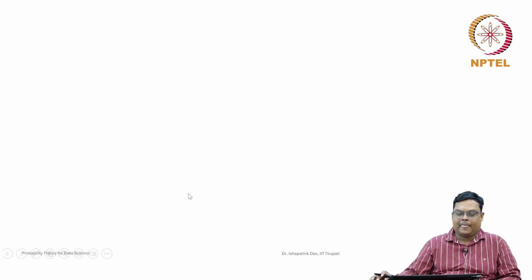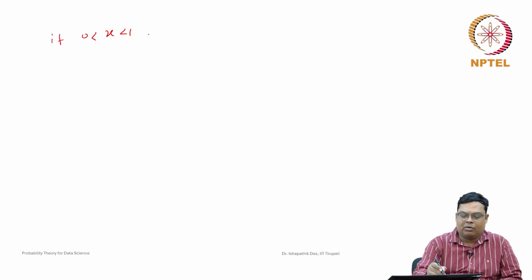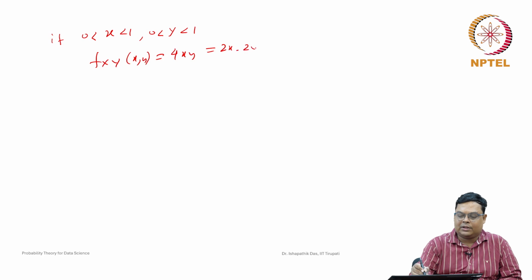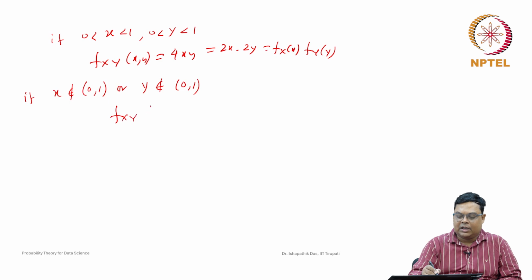Now, we can observe that if x is between 0 and 1 and y is between 0 and 1, f x y is 4 x y, which is nothing but 2 x into 2 y, which is f x x into f y y. For any other region, if x does not belong to this interval, or y does not belong to this interval, in one of the cases f x y is equal to 0, which is equal to f x x into f y y.